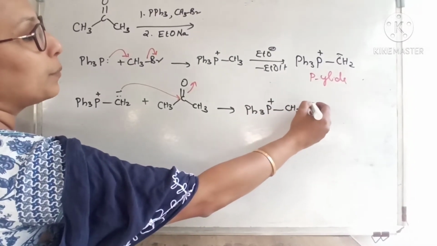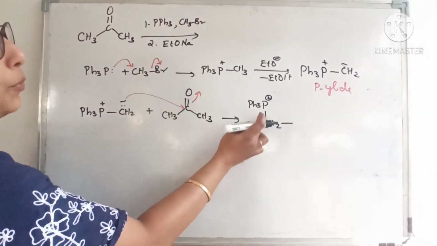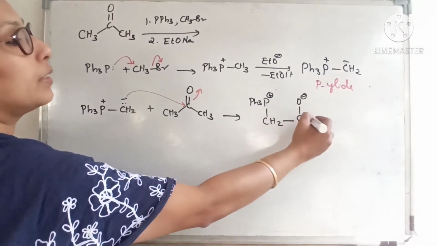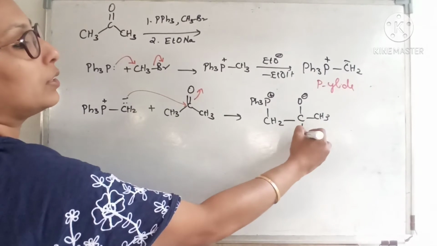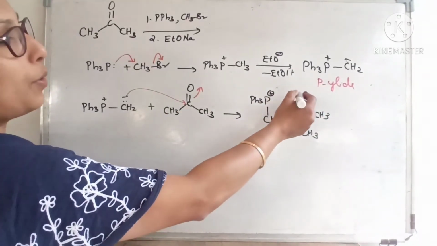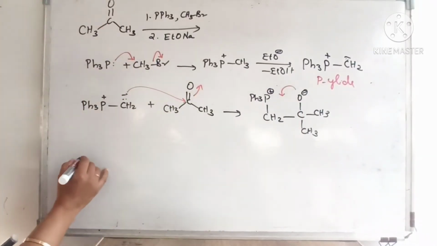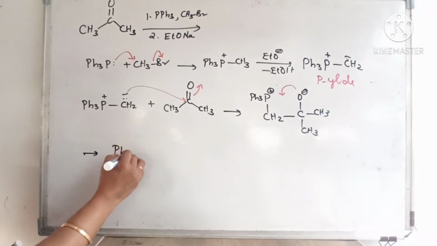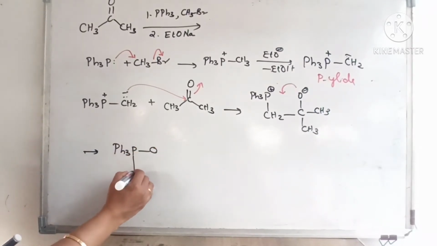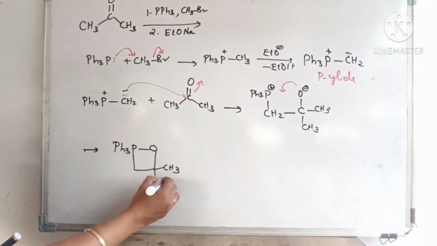This is attacking over here. This is the halide portion, PPh3 CH2. Then here O minus, acetone's carbonyl, then CH3, like this. And what will happen? This will make a bond like this. Okay, so you will be getting PPh3 P here, oxygen like this, CH2, C here, CH3 CH3.